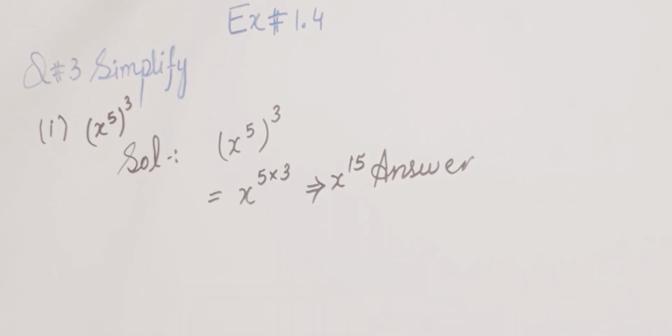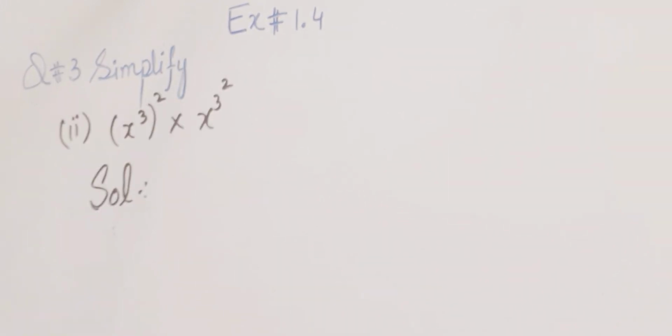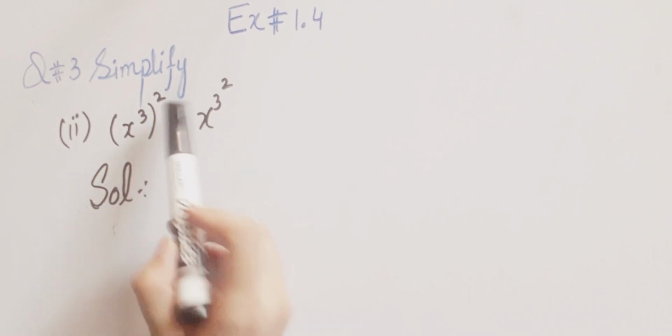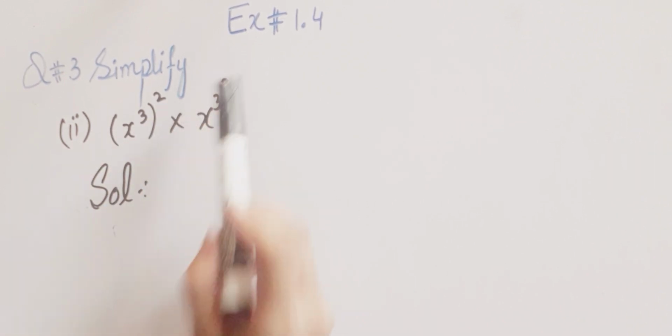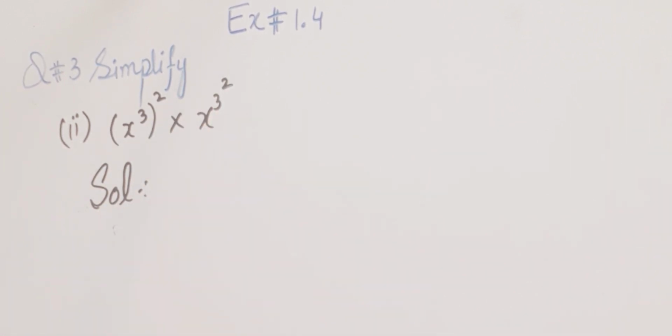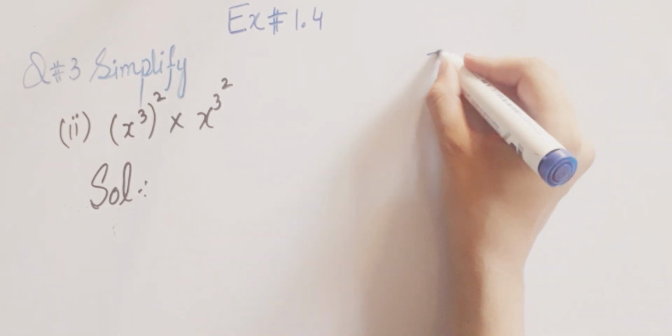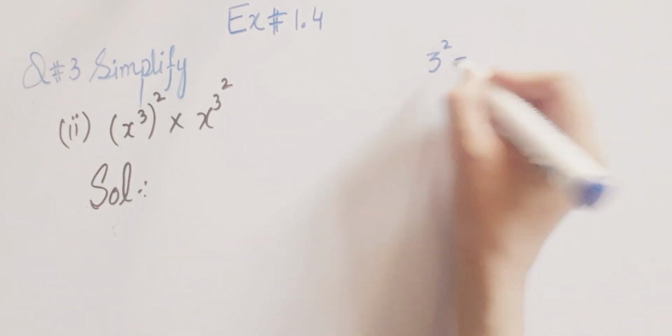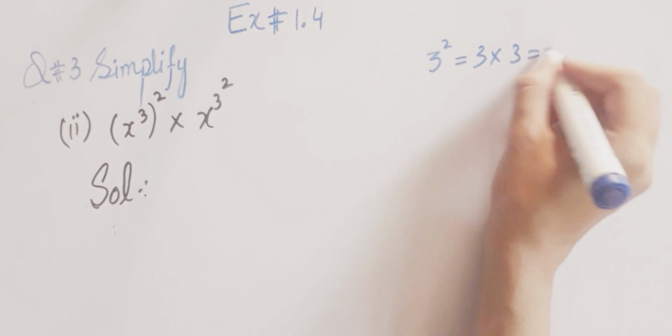I hope you understand. Now we will do the second part. Now the second part is x power 3 whole power 2, and x power 3 squared. Now we know that 3 squared is equal to 3 multiplied by 3, which is equal to 9.